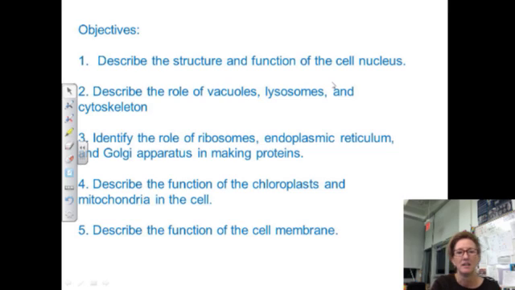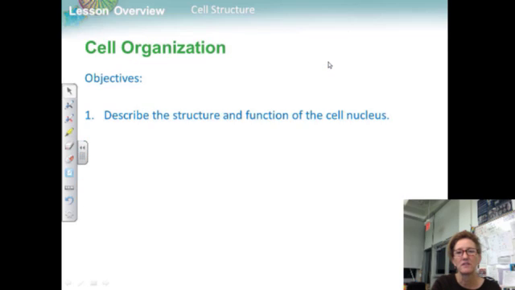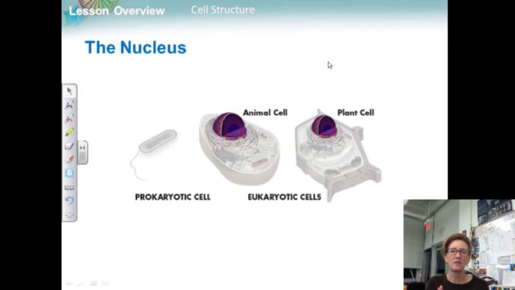All right, objective 1, structure and function of the cell nucleus. In the same way that the main office controls a large factory, the nucleus is the control center of the cell. The nucleus contains nearly all the cell's DNA, and with it, the coded instructions for making proteins and other important molecules that we need.